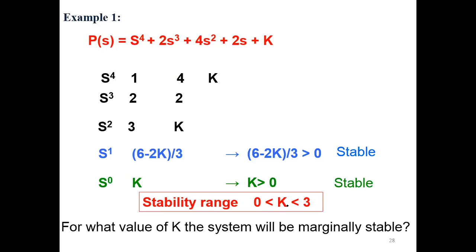For what value of k will the system be marginally stable? If we have any row equal to 0, so this term equal to 0, and finding the value of k, again k comes to be 3. So if we have k exactly equal to 3, the system will be marginally stable.